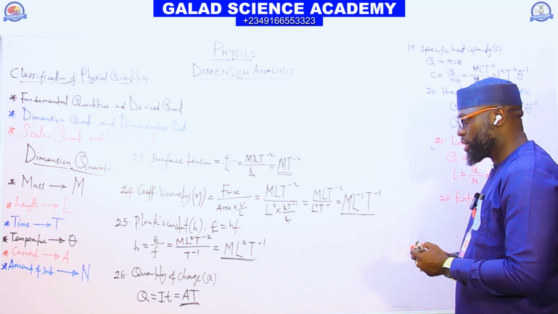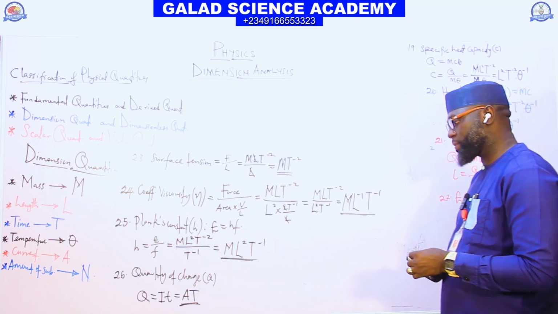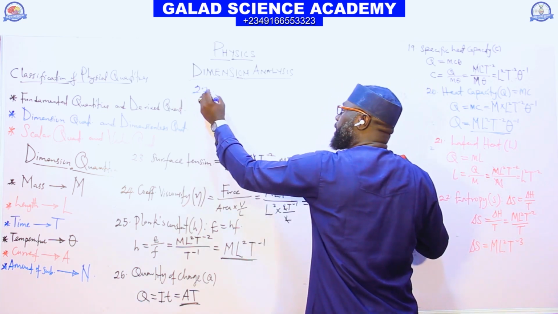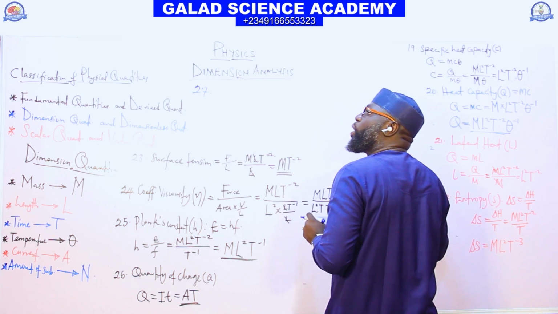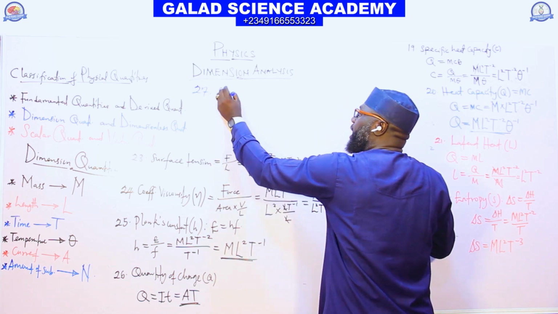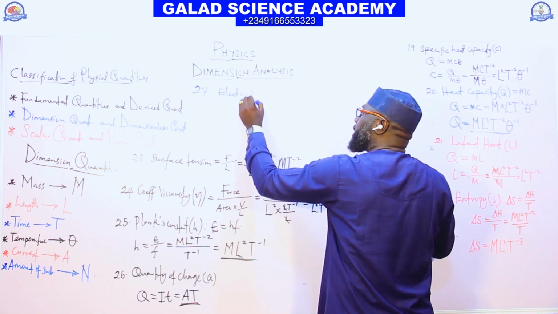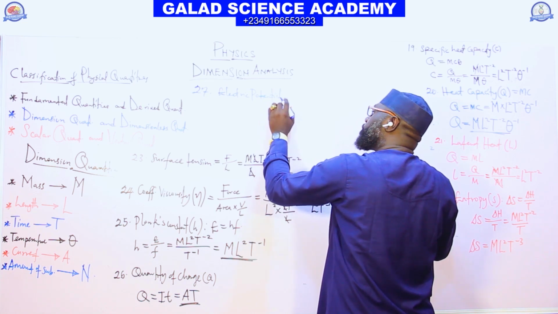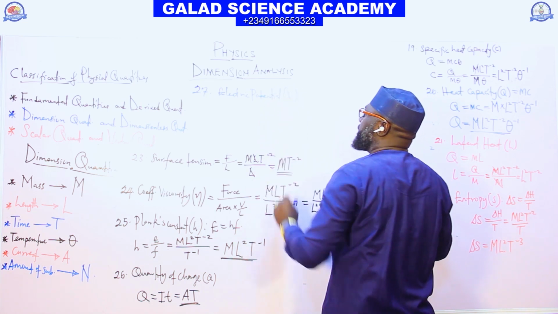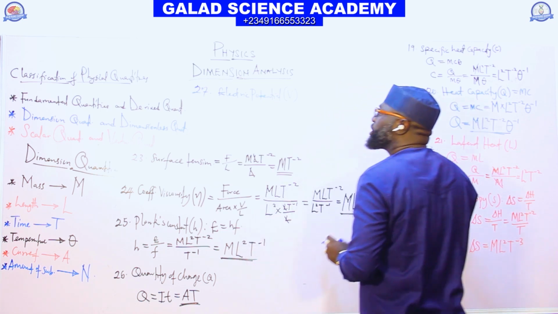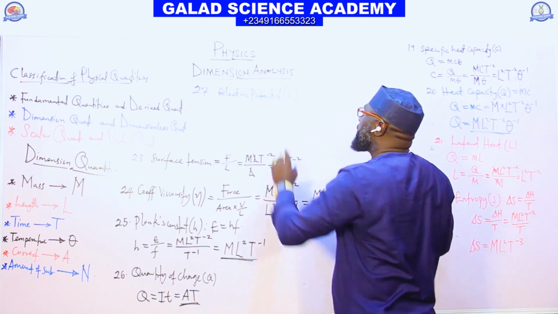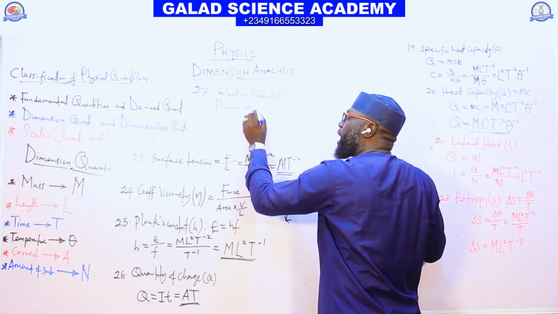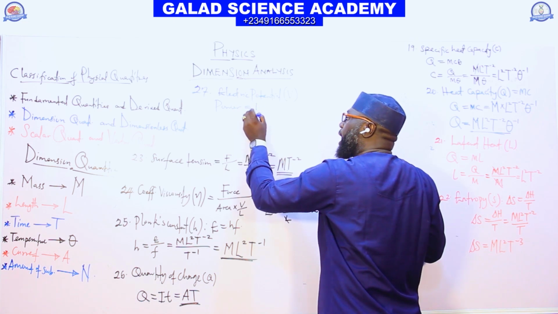The next one, we are left with 4. Number 27: dimension for electric potential. This is also called potential difference, V. And dimension for electric potential from power. Electric power is equal to IV.